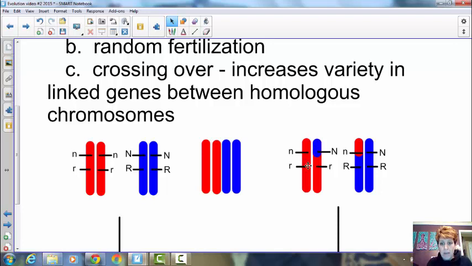So now if you think about it, when this goes through meiosis, you could have a sperm that ends up with the little n and the little r. You could have a sperm that ends up with the big N and the little r. You could have a sperm that ends up with the little n and the big R. And you could have a sperm that ends up with the big N and the big R. So crossing over increased the variety. It was the only way that you can actually separate linked genes.